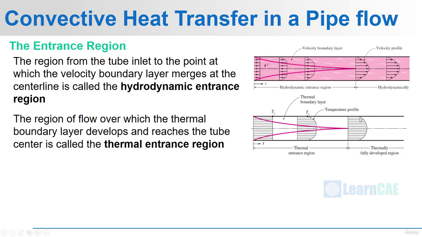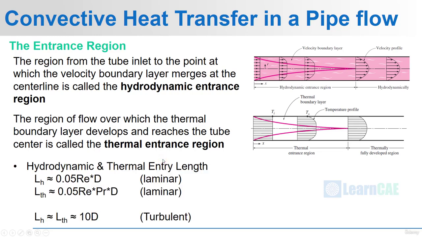Here the temperature near the walls will be equal to casing temperature or wall temperature, and the temperature at the center will be either higher or lower than the wall temperature depending on the inflow conditions. Okay. So the region beyond the thermal entrance region is called thermally fully developed region, and for the previous case it is called hydrodynamically fully developed region.